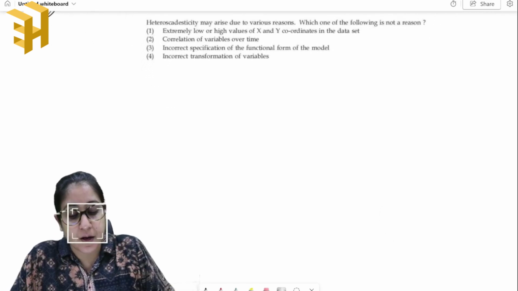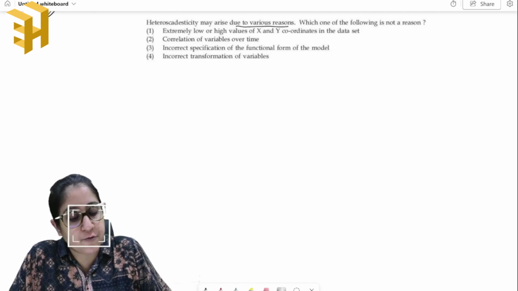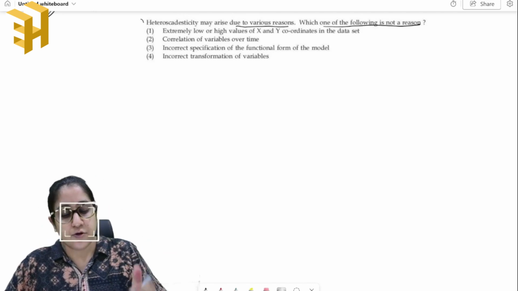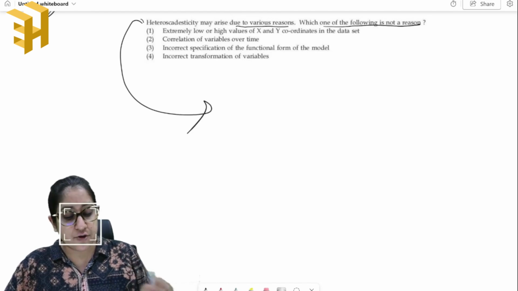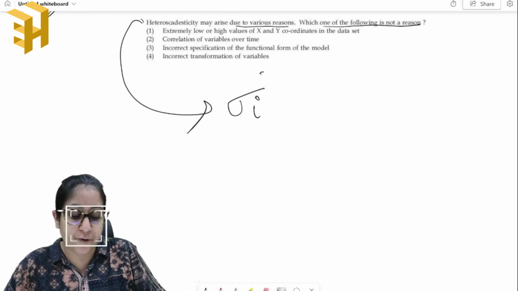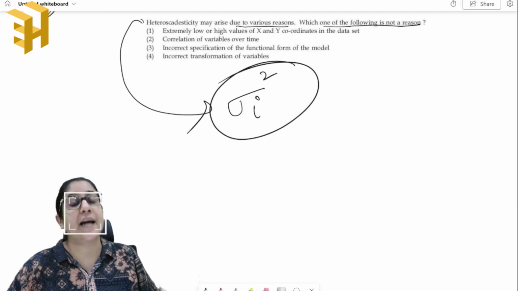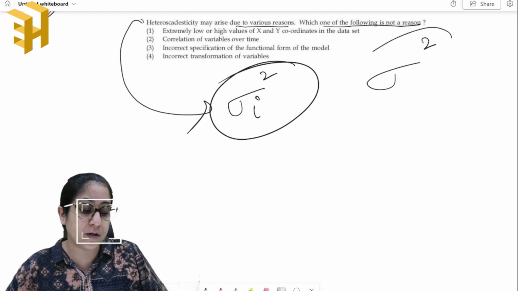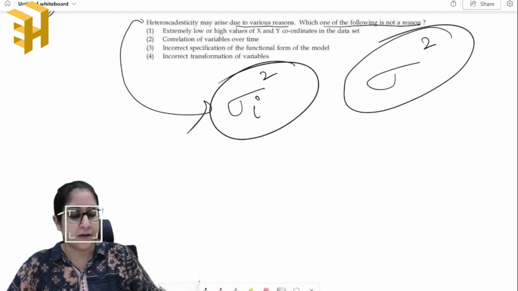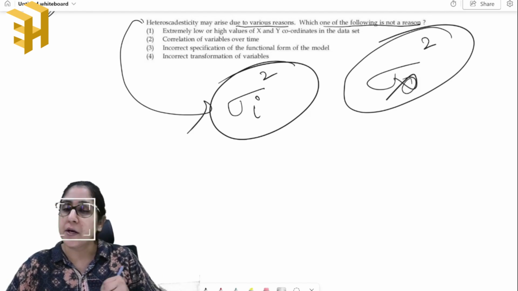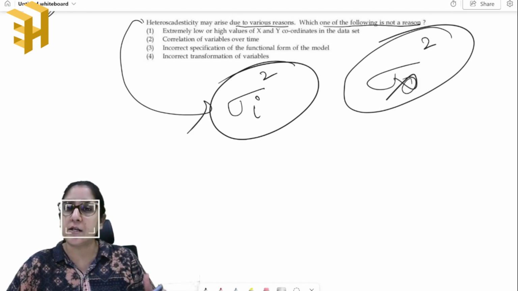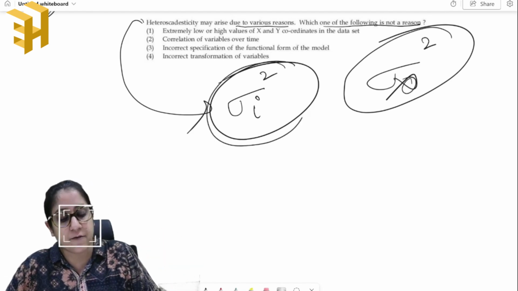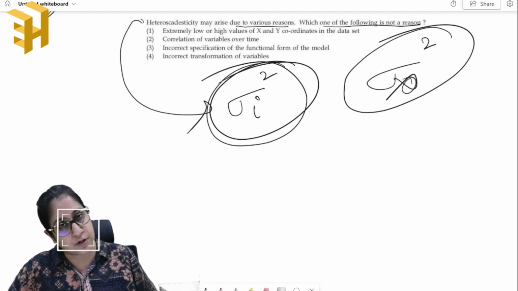Next question. Heteroscedasticity may arise due to various reasons. Which one of the following is not a reason? So what is heteroscedasticity? Heteroscedasticity is when the variance of your error term is not constant and is changing. Whereas homoscedasticity is when the variance of your error term is constant. There is no change at all, right? So the variance of the error term is not changing. That is homoscedasticity, and when the variance of the error term is changing, that is heteroscedasticity.